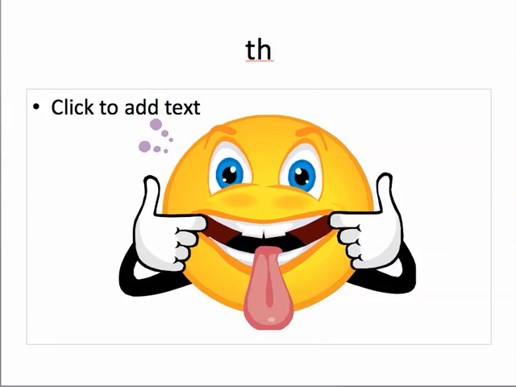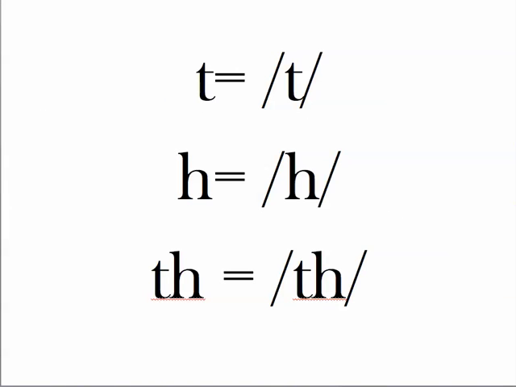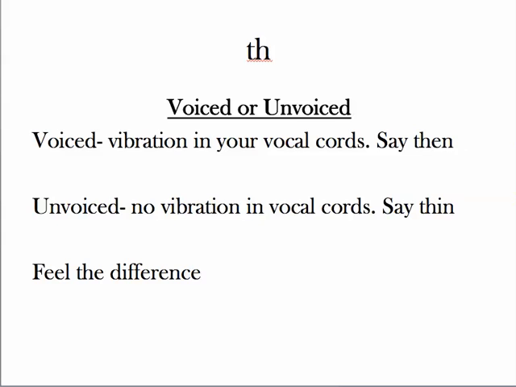TH is a consonant digraph. TH says... You would think the T would say t and the H would say h. But instead it says... Now TH is either voiced or unvoiced. Voiced, there's a vibration in your vocal cords. Unvoiced, there's no vibration in your vocal cords.